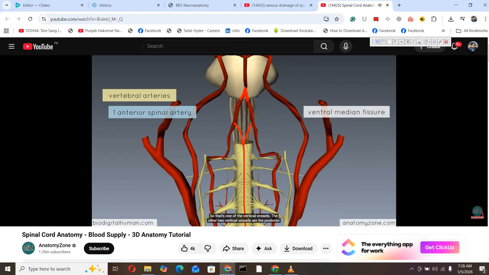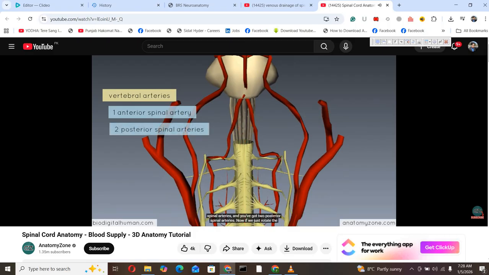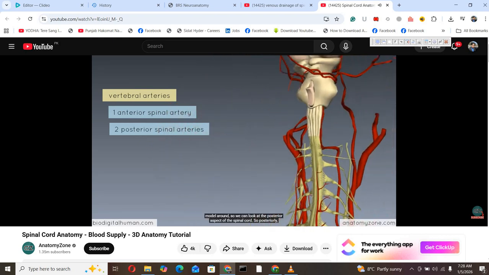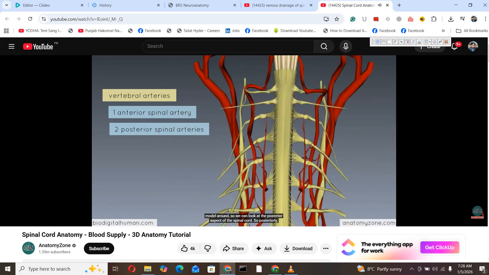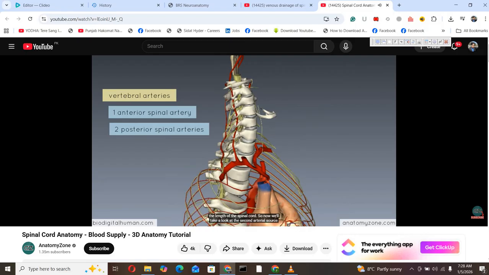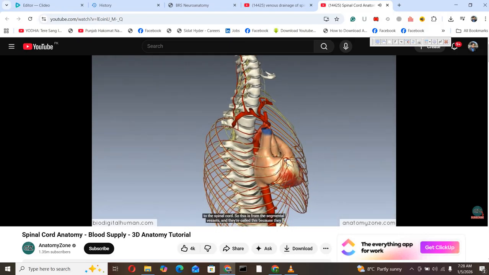The other two vertical vessels are the posterior spinal arteries, and you've got two posterior spinal arteries. Now if we just rotate the model round so we can look at the posterior aspect of the spinal cord. Posteriorly, you've got two branches given off from the vertebral arteries, which form the two posterior spinal arteries. These run the length of the spinal cord down the posterolateral aspect. So you've got one anterior spinal artery and two posterior spinal arteries. These are the three vertical arteries which originate in the cranial cavity and descend the length of the spinal cord.